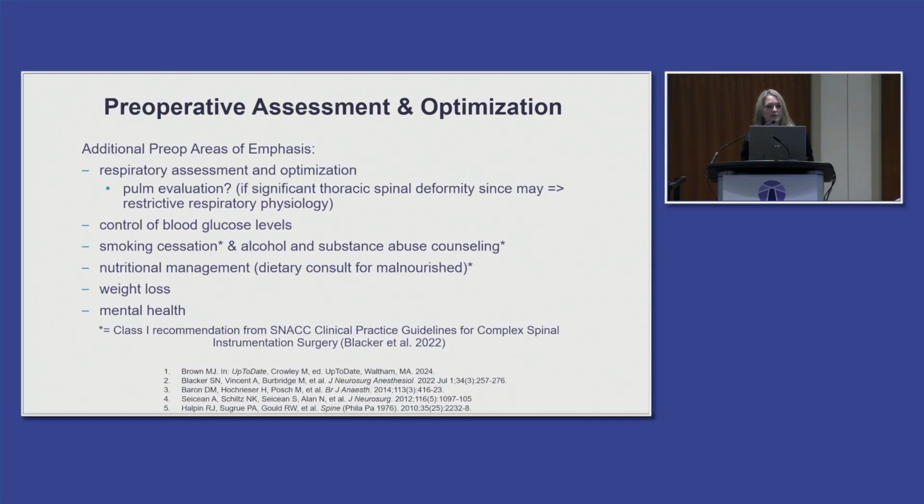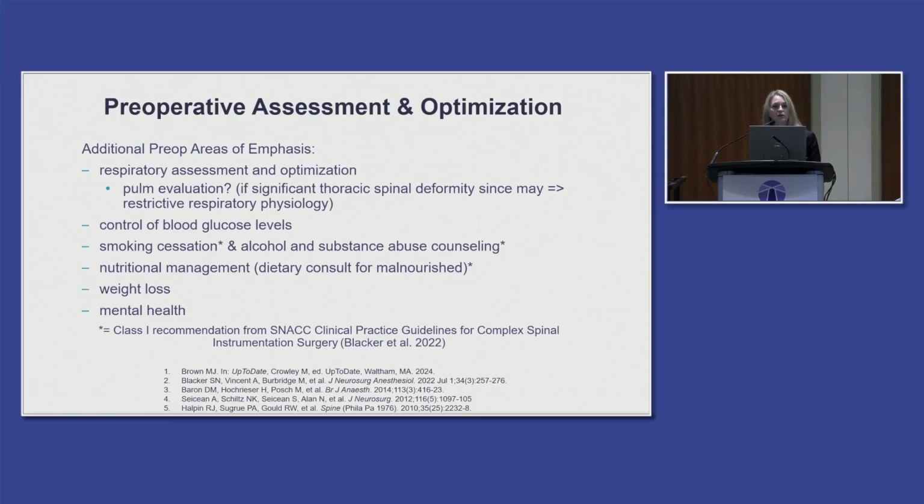Preoperative assessment for spine surgery could be a whole lecture in and of itself for the hour. So just to highlight some other key areas for emphasis: respiratory assessment and optimization, including a pulmonary evaluation if necessary, remembering that if the patient has significant thoracic spinal deformity, they may have a restrictive respiratory physiology.